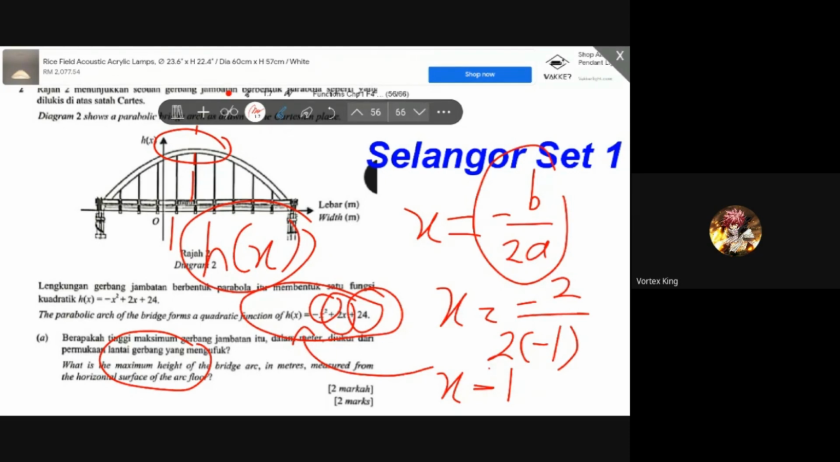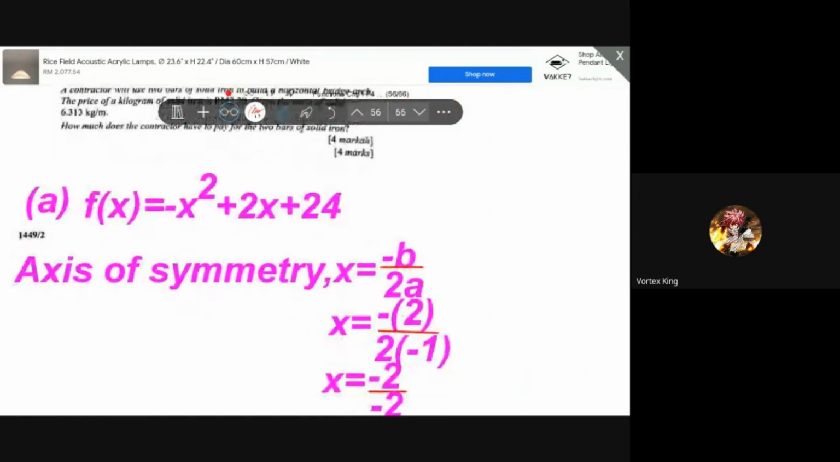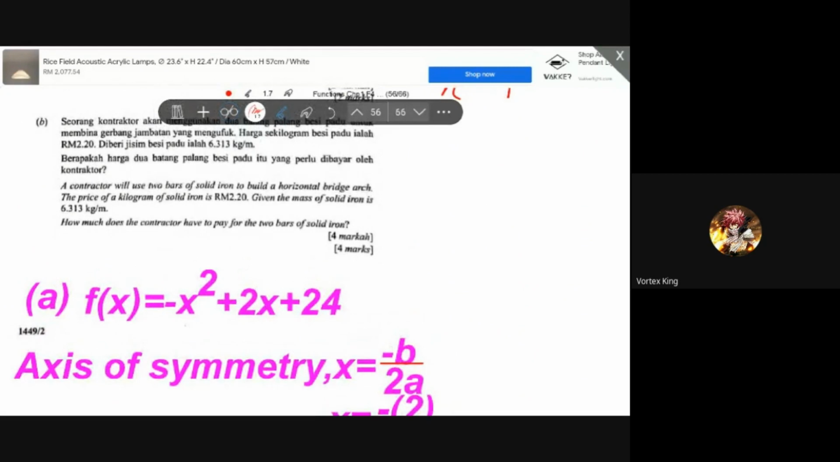So, find the axis of symmetry, then sub back the value. Yes, good. Okay, so now we see the penyelesaian dia. B dia lebih bagus soalan. Ini tak relate dengan quadratic tau. But it's a good question also.